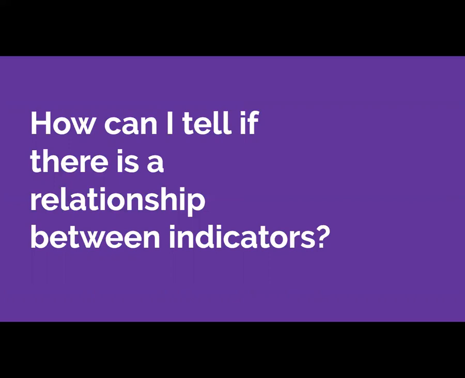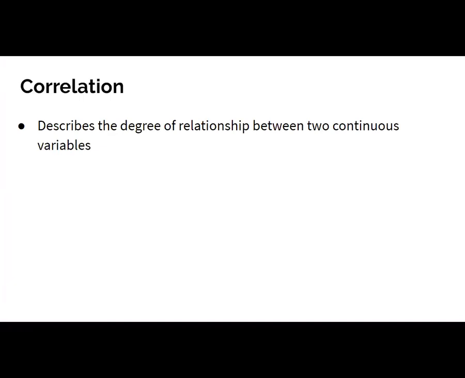So the next question, so we just asked, how do I compare groups of people? And that's through the F test. Now I'm asking, how can I tell if there's a relationship between indicators, if one influences the other? And the way that we do that is through correlation. So correlation describes the degree of a relationship between two continuous variables. That's another distinction that we'll get into, what that means when it's continuous versus non-continuous.